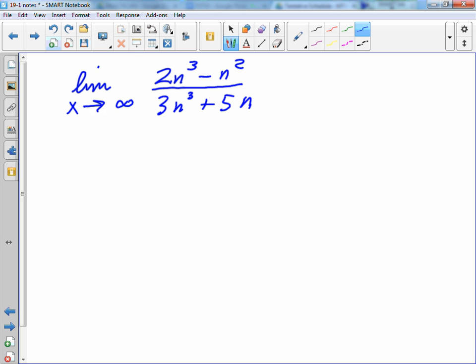Okay, now, if we have one like this, we can think about what happens. And keep in mind, infinity is really big. Which part of this is going to dominate? Is just going to be the 800-pound gorilla. Which part of this will dominate? Amy, what do you think?